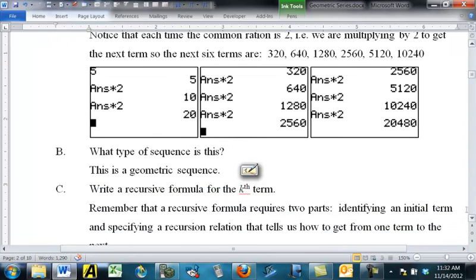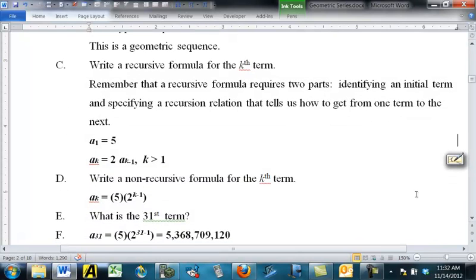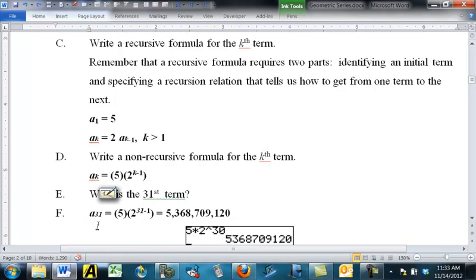So this is a geometric sequence. Recursively, a formula has 2 parts. The first term is a1, which is 5, and then a sub k is 2 times a sub k minus 1 for all the k's bigger than 1, natural numbers, of course. Now write a non-recursive formula for the kth term. That's an exponential function formula, so it's initial term 5, times 2 to the power k minus 1. So this is centered at the point 1, 5. So there's sort of our point-base formula. The base is the common ratio.